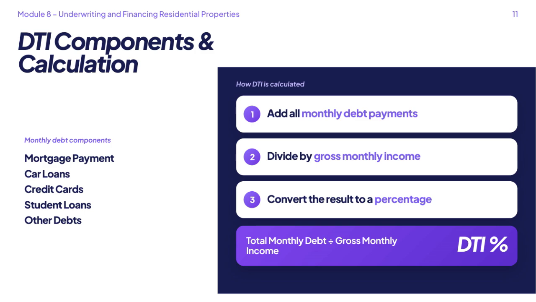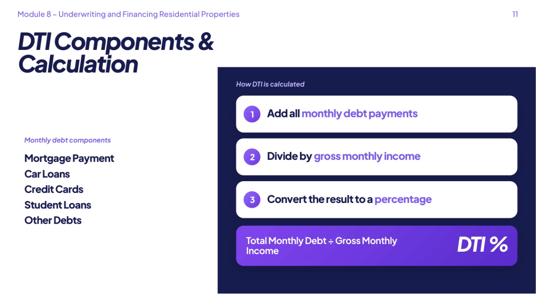To calculate your DTI, start by adding up all these monthly debt payments. Next, divide this total by your gross monthly income, which is your income before taxes and other deductions. Finally, convert this number into a percentage. This percentage represents your DTI.